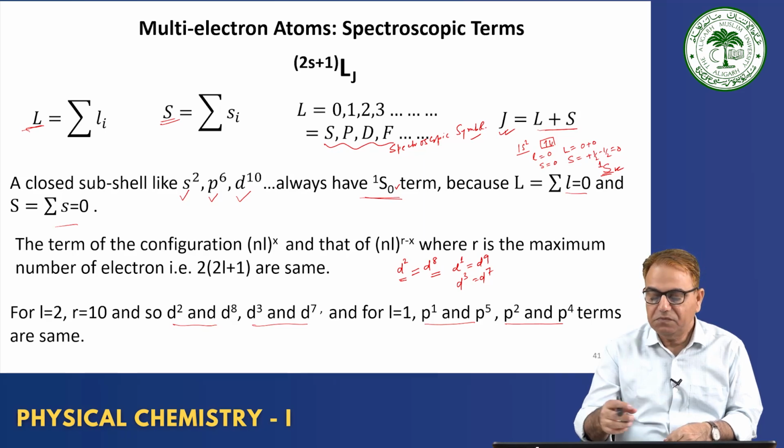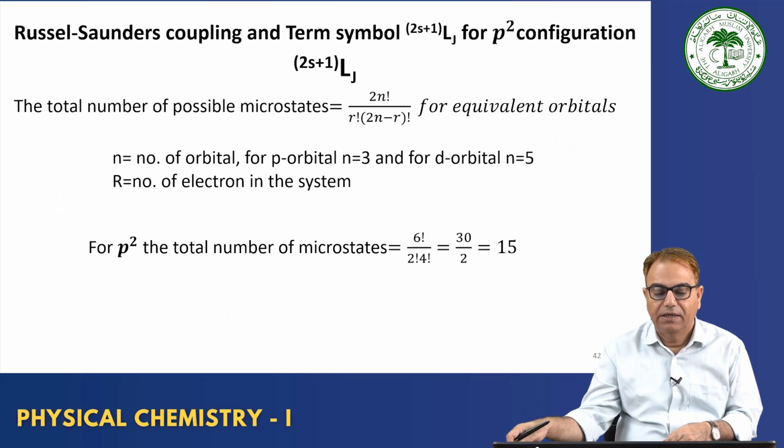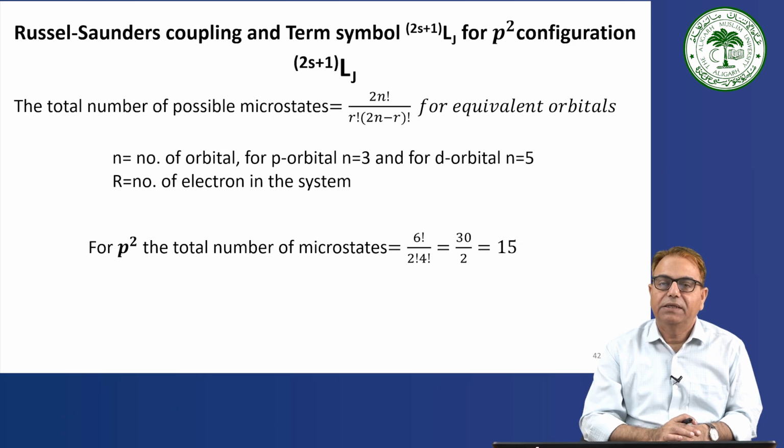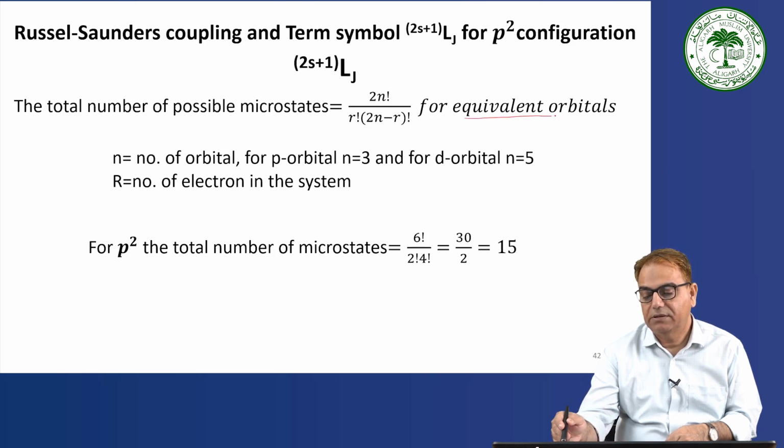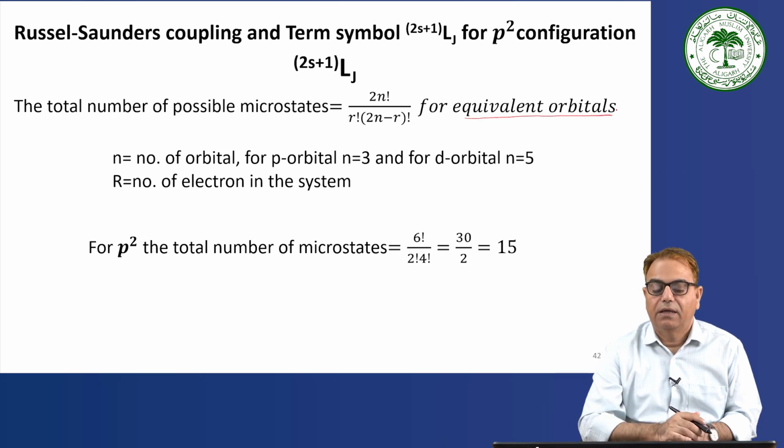Once we have these, we say that the total number of states possible for a particular configuration, say the P2 configuration I started with, is given as 2n factorial divided by r factorial into (2n minus r) factorial for equivalent orbitals. This is very important.